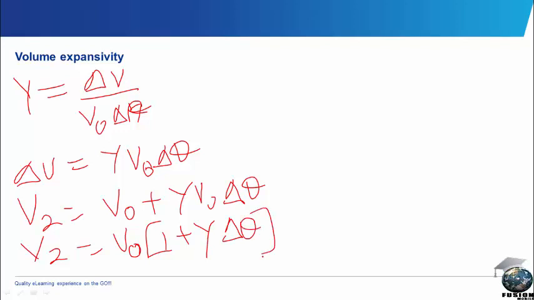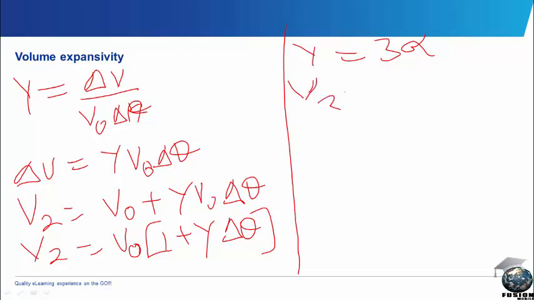But don't forget that gamma is interested in three parameters: length, width, and height. So we can replace gamma with 3 alphas. That means I can rewrite V2 as V naught bracket 1 plus, instead of gamma, 3 alphas and change in temperature. And this is the equation of final volume.